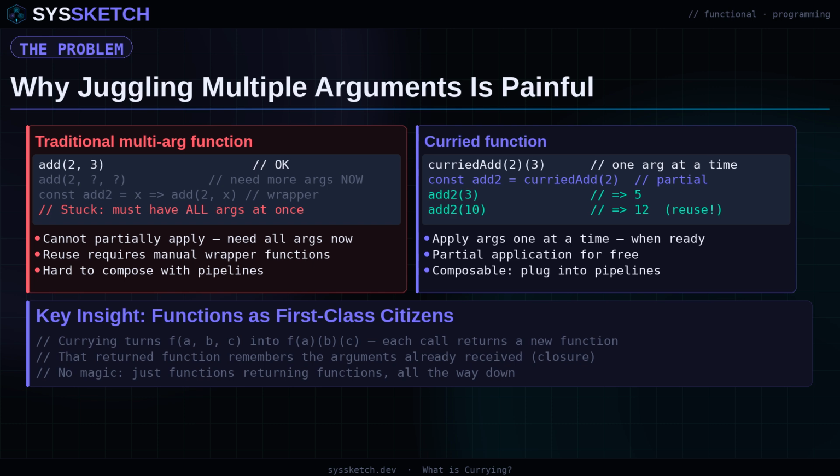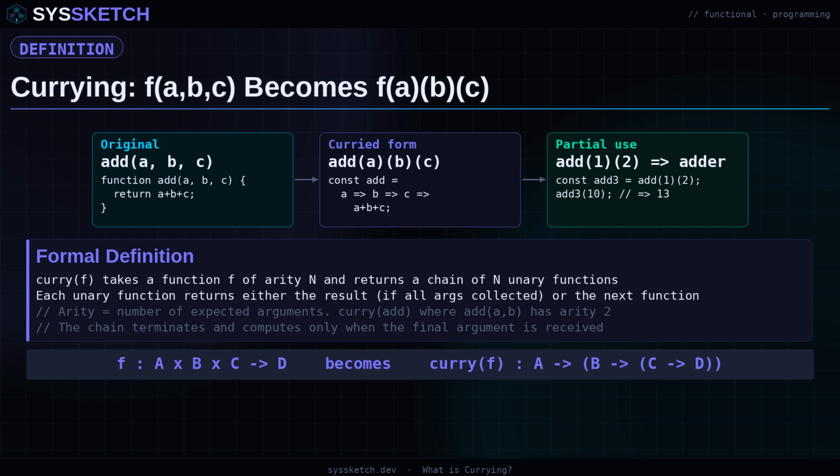The formal definition is straightforward. A curried function of arity n, where arity just means the number of expected arguments, is transformed into a chain of n functions each taking exactly 1 argument. Curry of add, where add takes a, b, becomes a function waiting for a, which returns a function waiting for b, which returns the result. In type notation, a function from a cross b to c becomes a function from a to a function from b to c. The arrow notation in Haskell makes this completely explicit. In JavaScript and Python, you add this behavior manually, either by using a library or by writing a small curry helper. The transformation is mechanical, but what it unlocks is not.